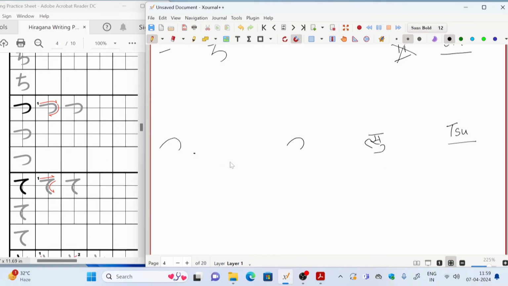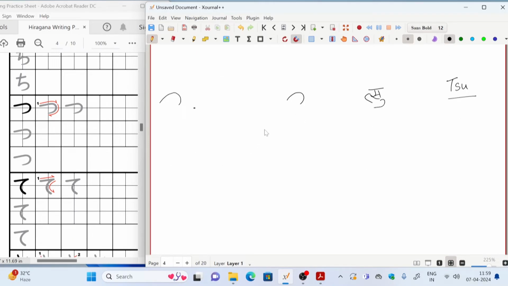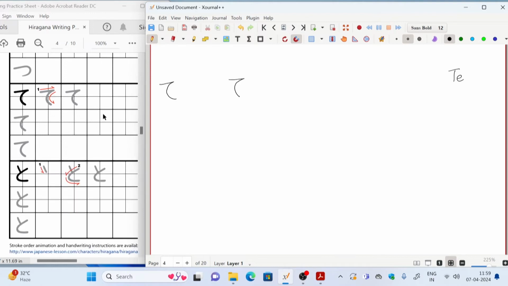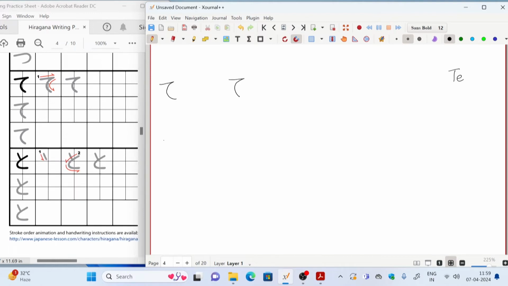Next is Te. This is one stroke. So take the brush from here till here, then pull it down from between in the middle, and this is called Te. Next is To. First stroke, second stroke. To.